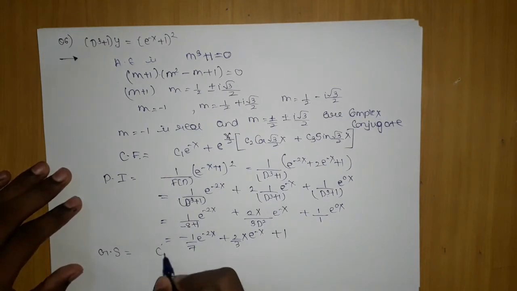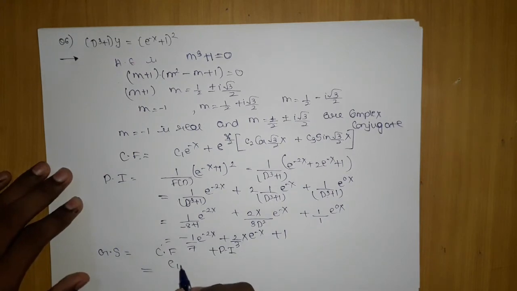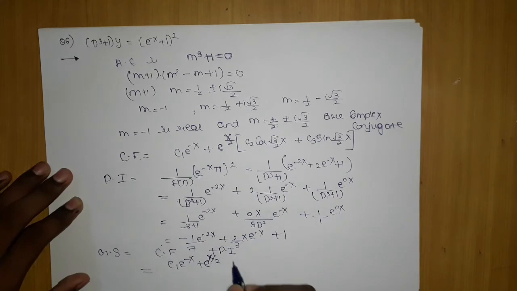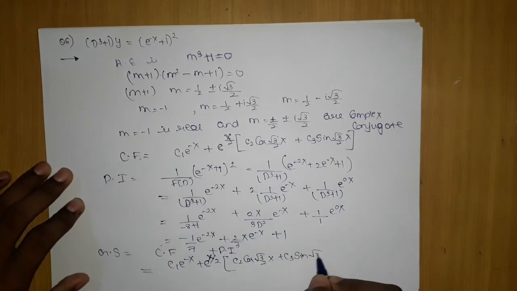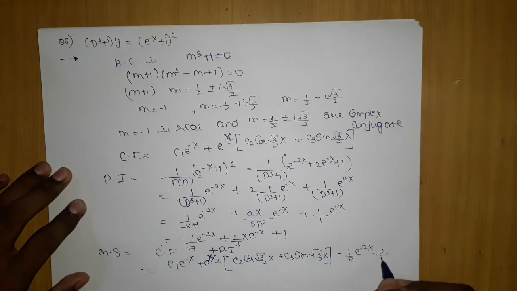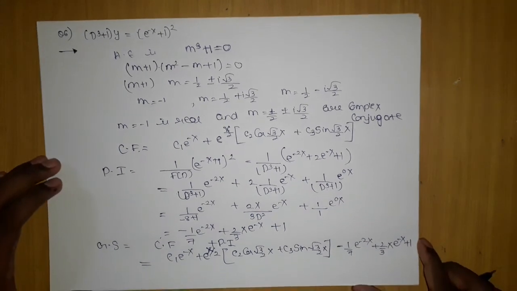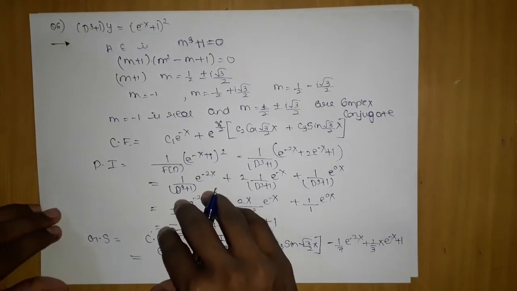The general solution is nothing but the complementary function plus the particular integral. Writing both of them, we get c1 e to the power minus x plus e to the power x by 2 bracket c2 cos root 3 by 2 x plus c3 sin root 3 by 2 x, minus 1 by 7 e to the power minus 2x plus 2 by 3 x e to the power minus x plus 1. So this is our required answer. Hope you have understood this. Now let's move on to the next question.